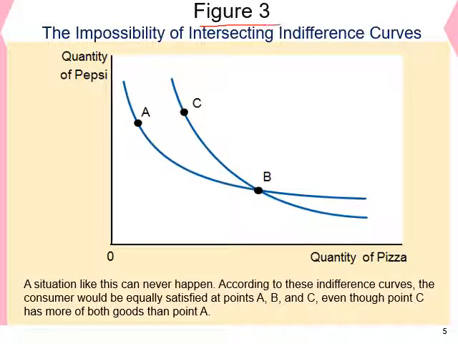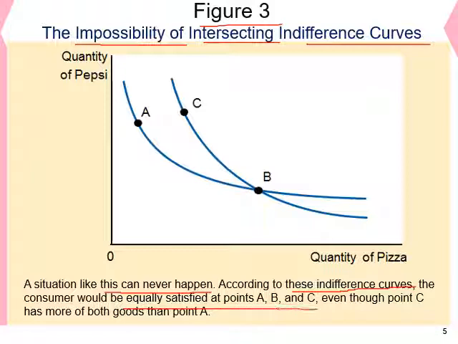Figure 3 displays the impossibility of intersecting indifference curves. You can see that this situation can never happen. According to this indifference curve, the consumer will be equally happy at points A, B, and C, even though C has more of both goods than point A. So C will be preferred to A because it has more pizza and more Pepsi than A.